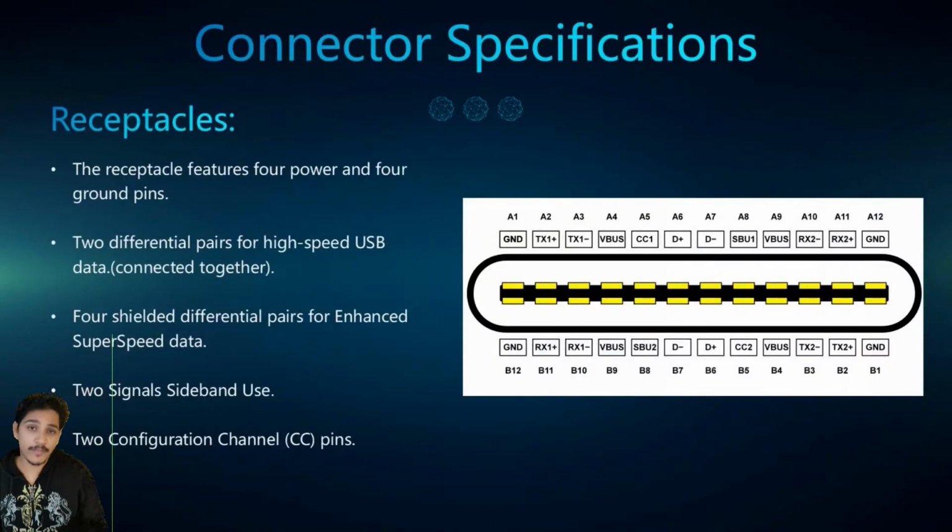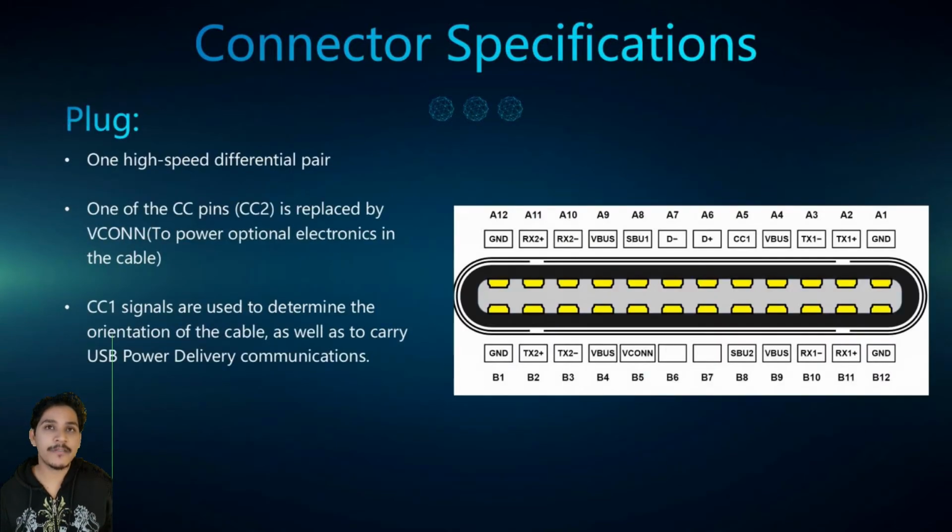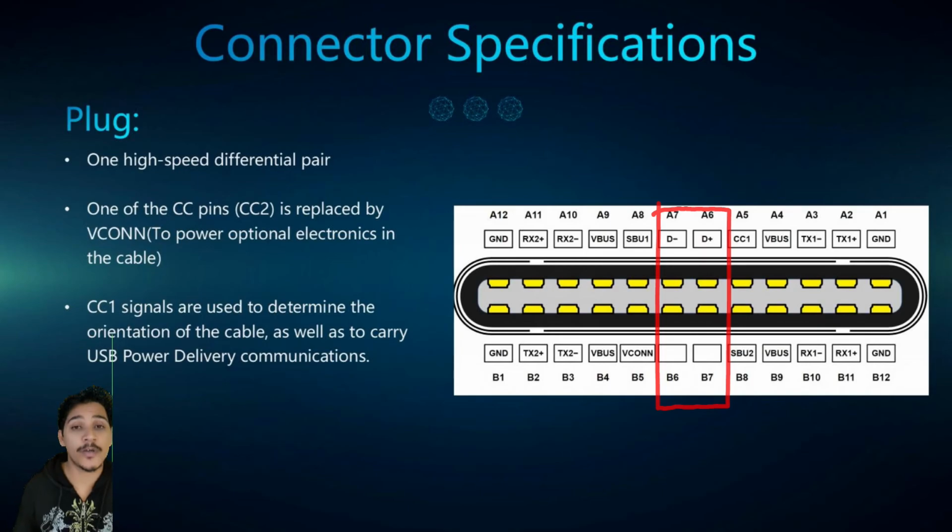So these are the specifications of the receptacle, and for the plug we have pretty much everything the same, but here the difference is that instead of 2 high-speed USB lines, we have only one, data plus and data minus. That's what I told you before. Even though the receptacle has 2 data plus and data minus pins, in reality we only use one, because the plug only supports one, and the receptacle has 2 of these to support rotational symmetry, because you cannot simply swap data plus and data minus that easily. So here we have these 2 of them.